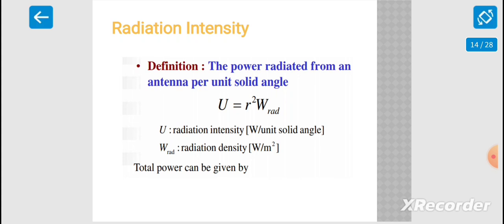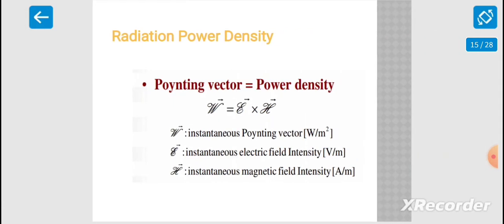Okay. Next one is the radiation density, or radiation power density. It is denoted by W bar. It is the power radiated from an antenna per unit area. That means power divided by area is the radiation density. The units are watts per meter square. Power is denoted by watts, then area is denoted by meter square. Radiation density is directly proportional to the square of the distance.